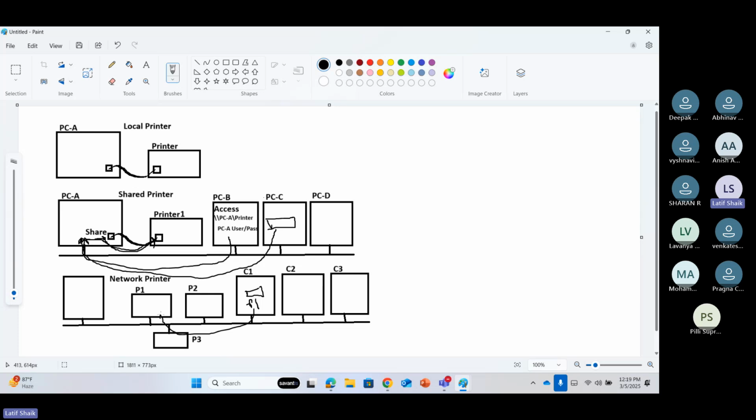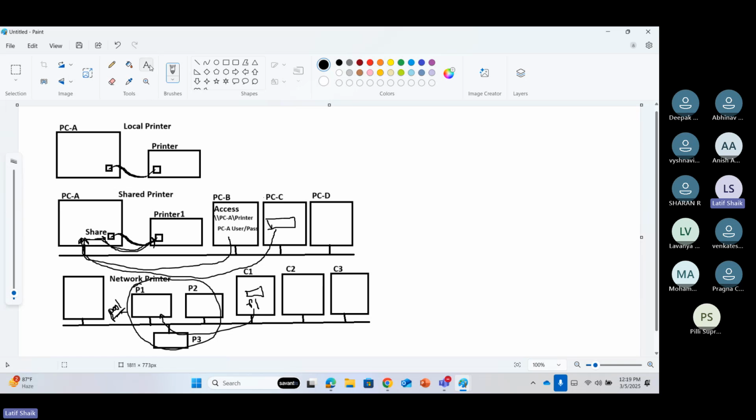What will they do? They'll create a printer pool, and for this pool they assign an IP address. So creating these pools, managing the printers, sharing the printers, and controlling who is able to take a printout and who cannot.